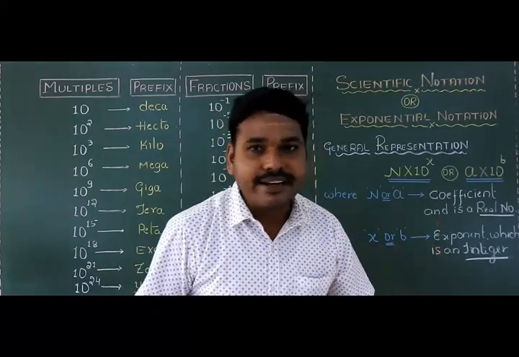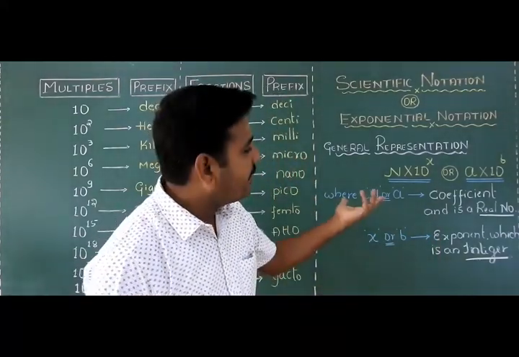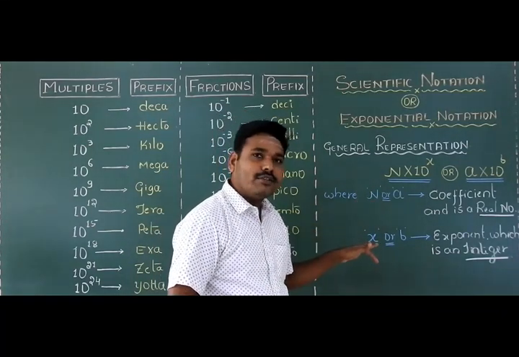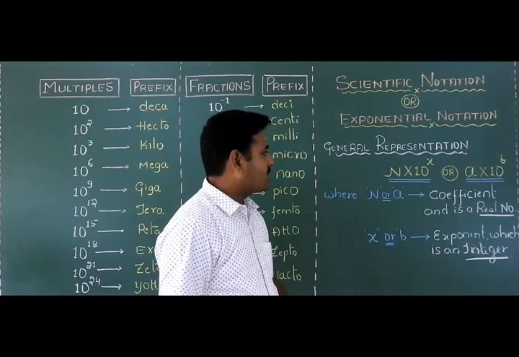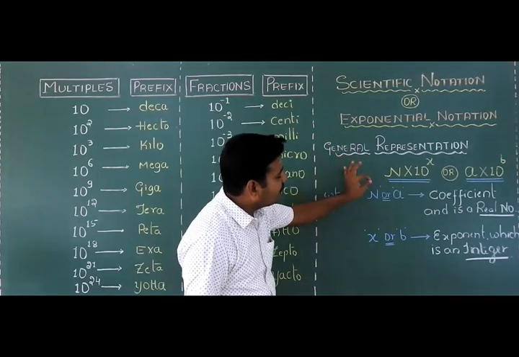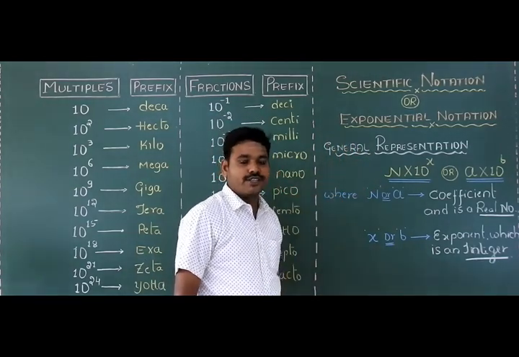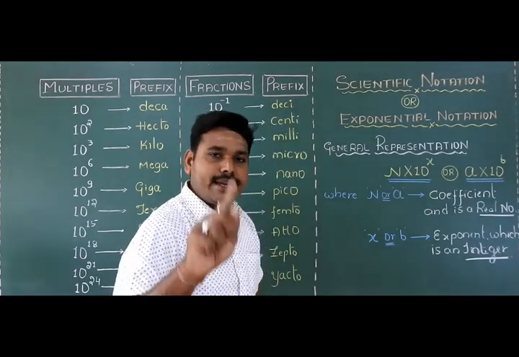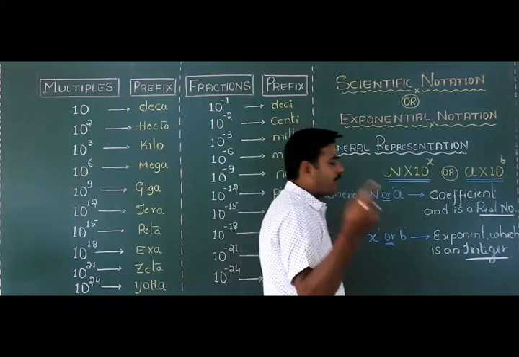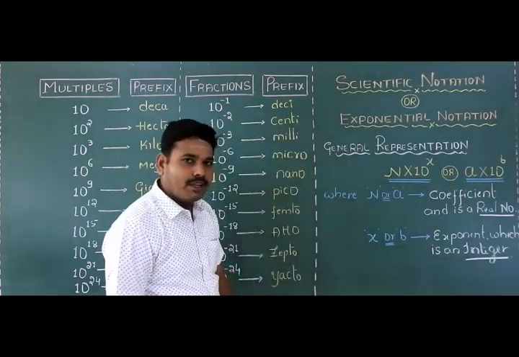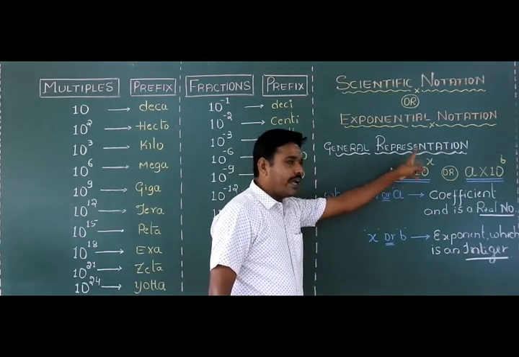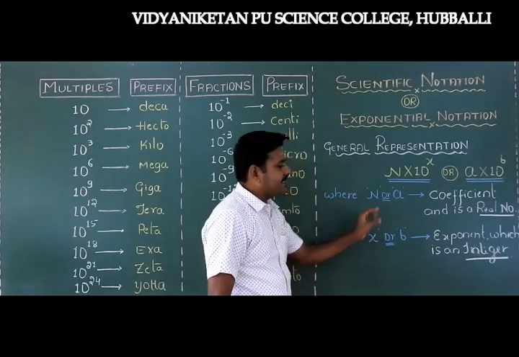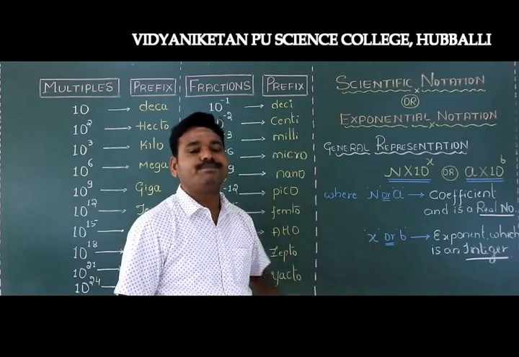And you know what is meant by real number and integer concept also. You already know in mathematics what a real number is and what an integer is. So here you just remember the general representation and the terms involved in it, students. Tell me, what is the general representation for the scientific notation? N into 10 to the power of x, or you can write it as a into 10 to the power of b. In n into 10 raised to x, n indicates coefficient and it is a real number, and x indicates exponent which is an integer, students.